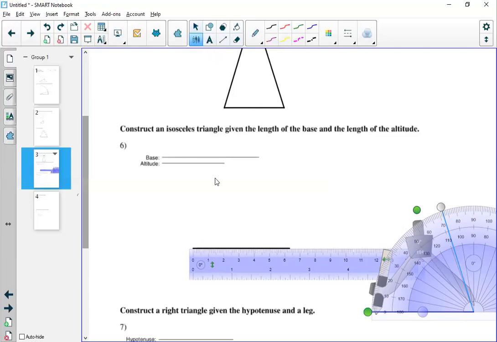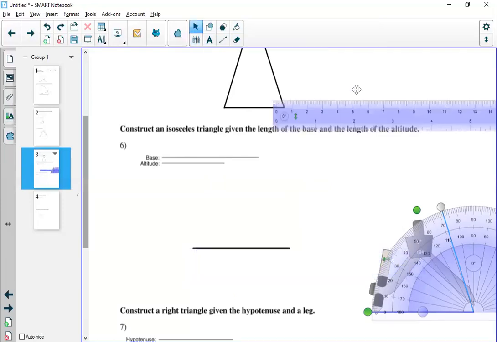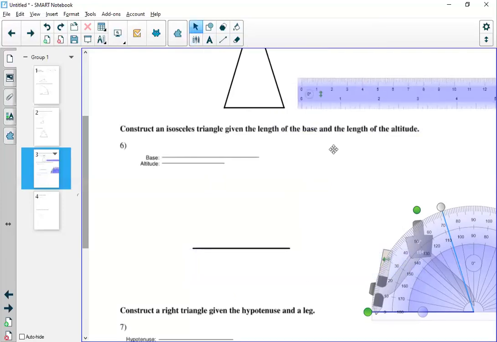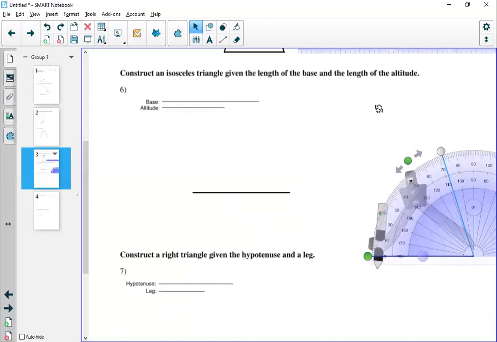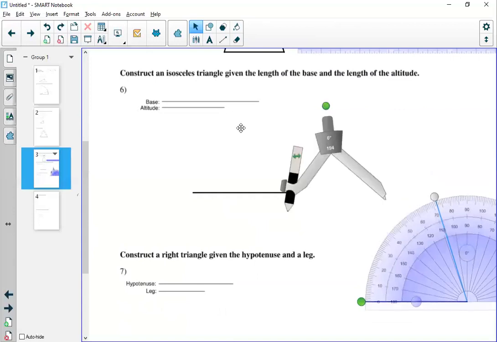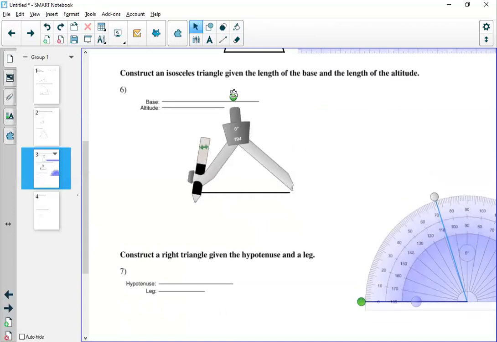So how do you get this? Don't forget that the altitude of an isosceles triangle is a straight line from the apex, from the vertical angle to the base, which is perpendicular to the base. So all I need to do is to bisect the base, because the altitude is also a bisector of the base. And I hope you still remember how to bisect a line. Bisecting a line simply means dividing a line into two equal halves.